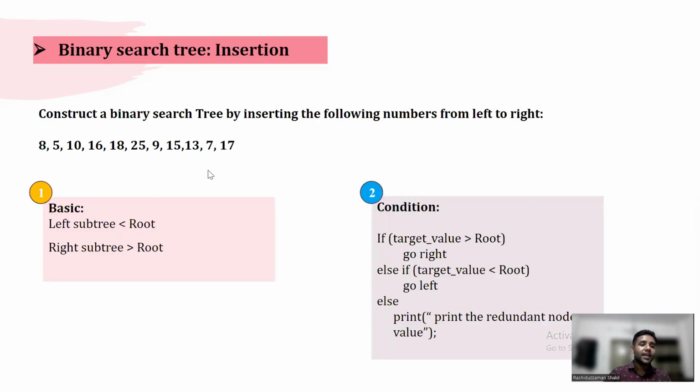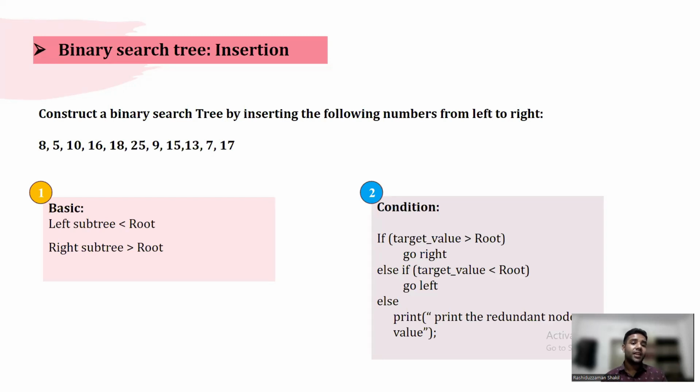In this slide, I'm talking about binary search tree insertion. And I already mention a question. The question is to construct a binary search tree by inserting the following numbers from left to right. And here I can see some random numbers.